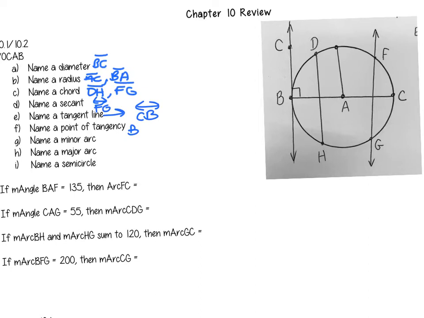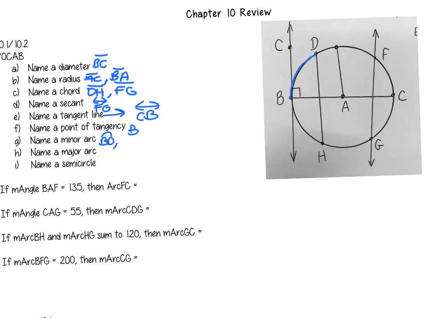Okay, then we get into the arc. So minor is less than half, major is bigger than half, and semicircle is exactly half. There's a lot of different answers for this, but what could be a minor arc? Camilla. Arc BD could be a minor arc. Okay, goes from here to here.